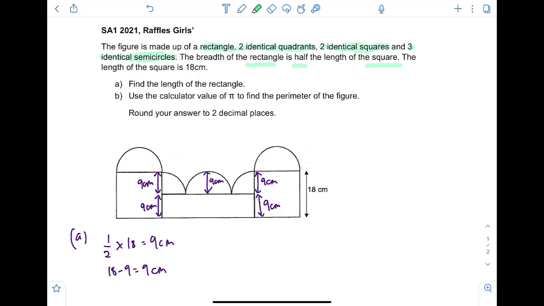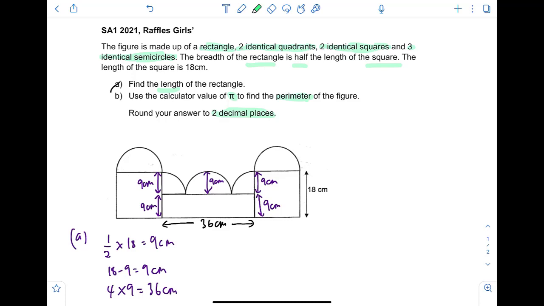So the first question goes like this: find the length of the rectangle. So the rectangle is 1, 2, 3, 4 times 9. That is the length of the rectangle, which is 36 centimeters. So from this part to this part for the rectangle, it will be 36 cm. Part A settled. Now use the calculator value of pi to find the perimeter of the figure. Round your answer to 2 decimal places.